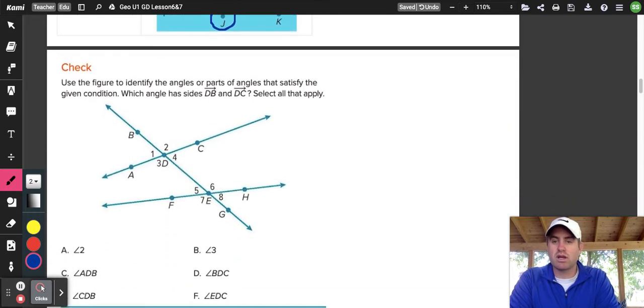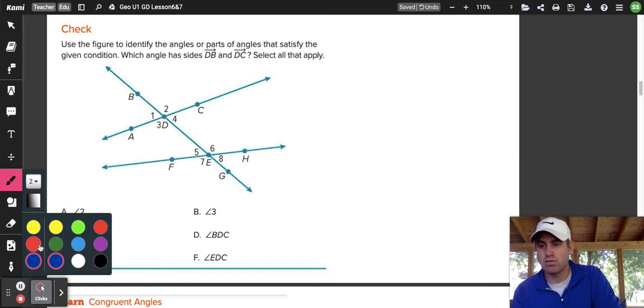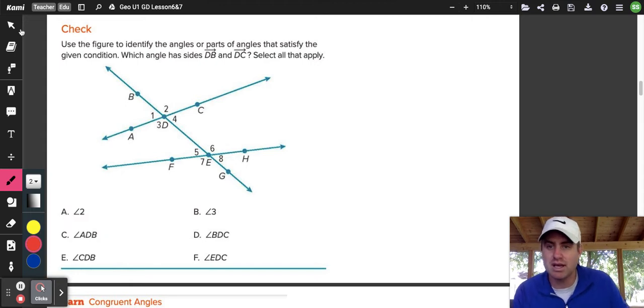All right, so quick question here. Use the figure to identify angles or parts of angles that satisfy the given condition. Which angle has sides DB and DC? So I'm going to take my pen here. I'm going to switch it to red, and then I'm going to highlight those rays. So DB is this ray, so there's DB, and DC.